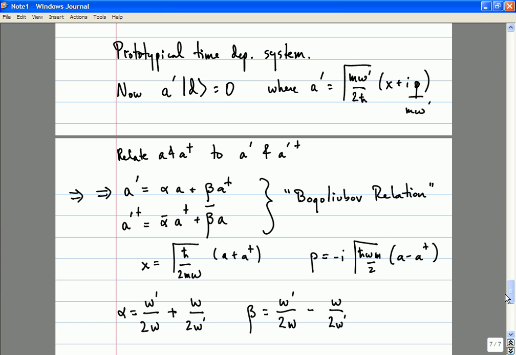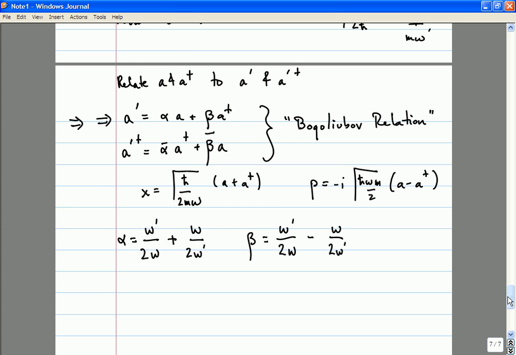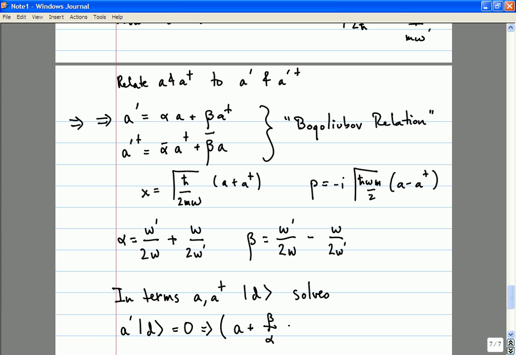So why is this useful? This is useful because it allows us to determine exactly what the squeezed state looks like in the harmonic oscillator basis with frequency omega. Because in terms of A and A dagger, the state D is the ground state of A prime. So A prime acting on D is equal to 0, which is just going to be the statement that in the A and A dagger basis, A plus beta over alpha A dagger acting on D is equal to 0.